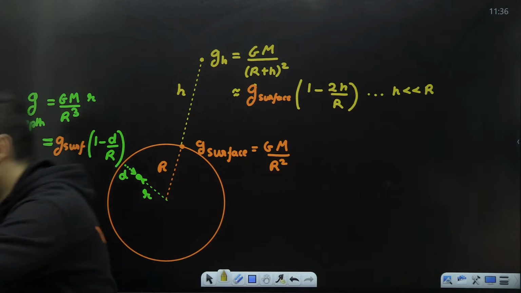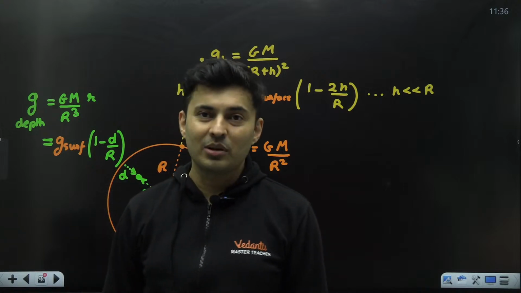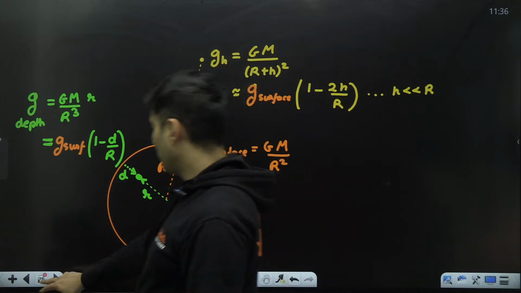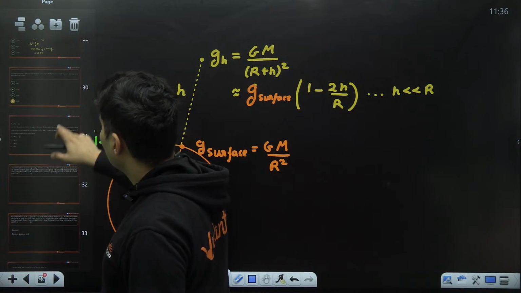So what do you think? Yes, you have to use the exact formula because r by 4 is not negligible. Correct. Very good. Cool. Let's move to the next question coming up on your screen.